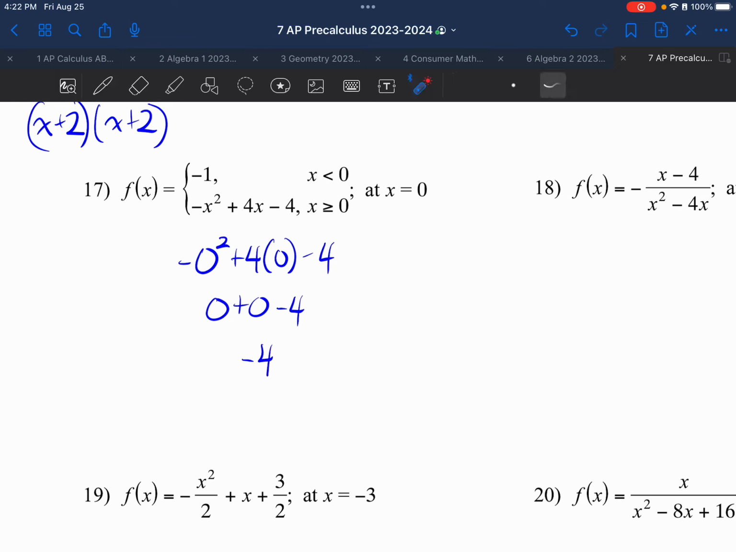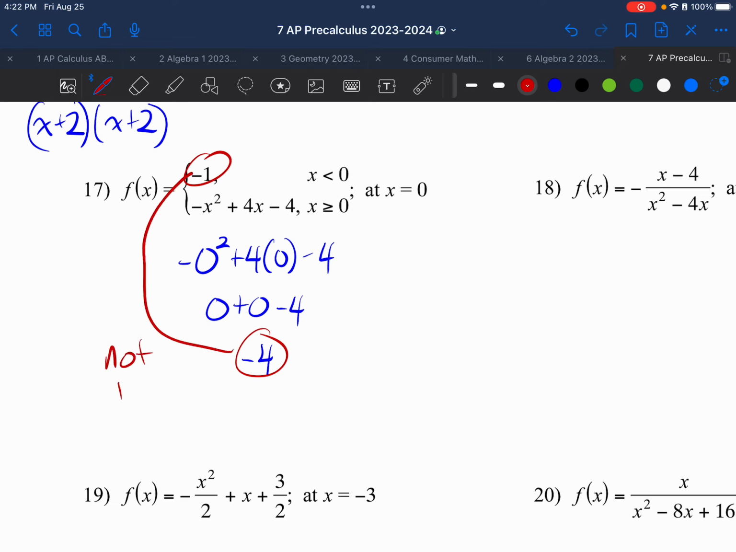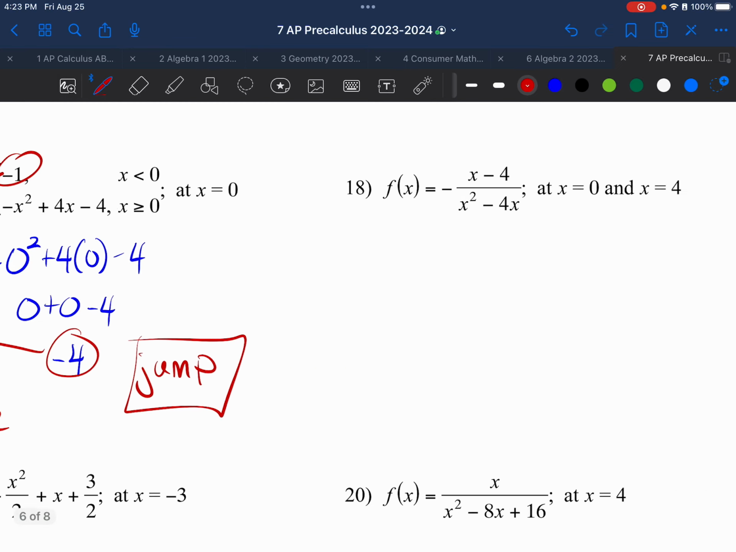All right, notice that -1 and -4 are not the same thing. So I'll say these two numbers right here, not the same. Therefore, when you're gluing the left piece and the right piece, the left piece went here, the right piece went here, they don't match up. This is a jump discontinuity. Jump discontinuity at x equals 0.